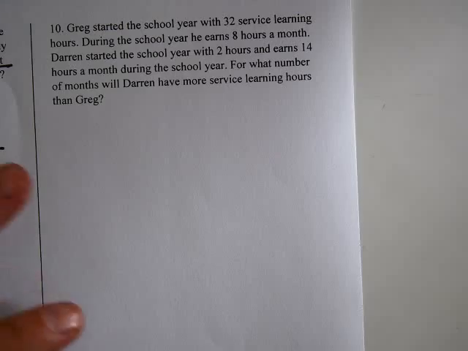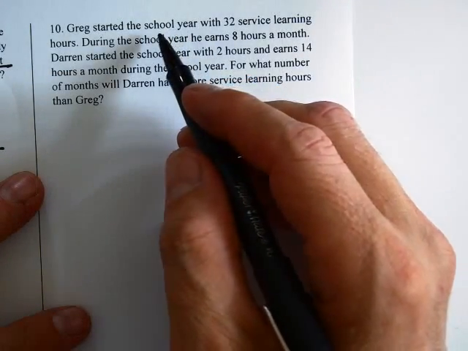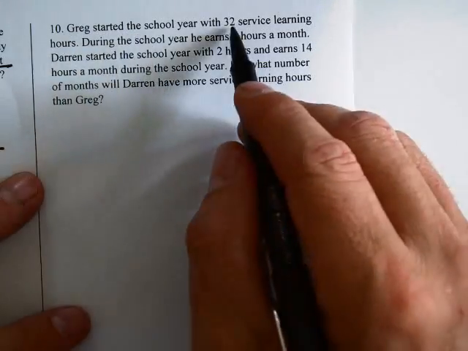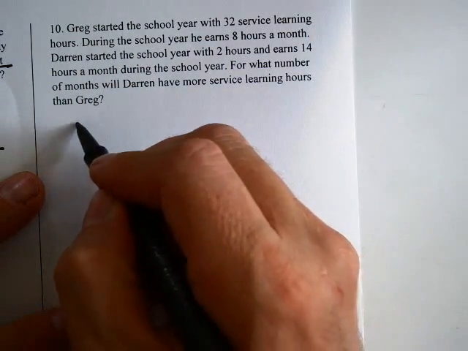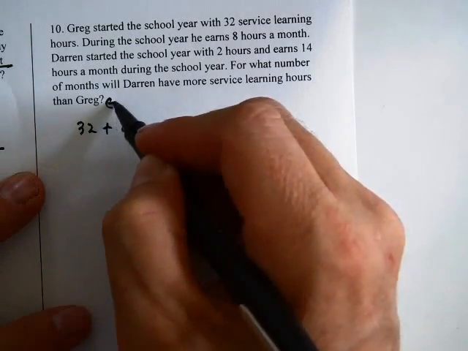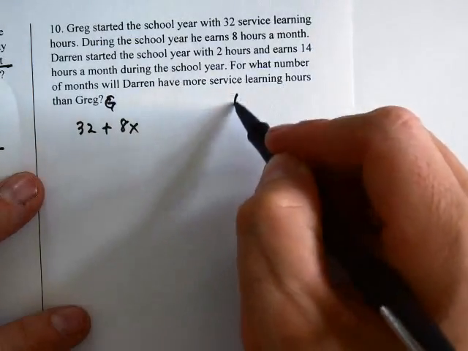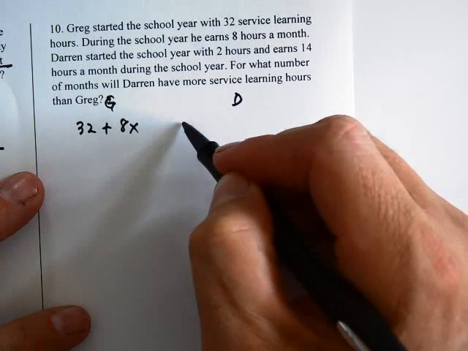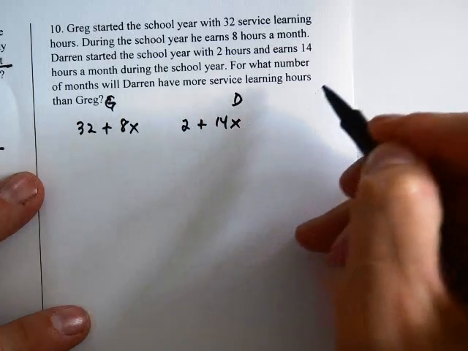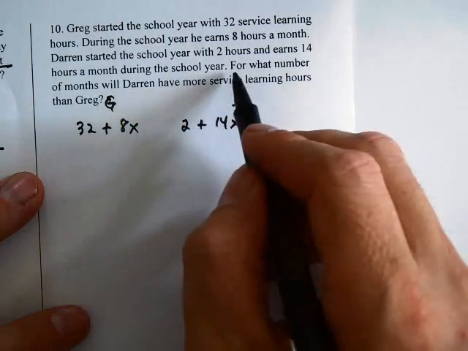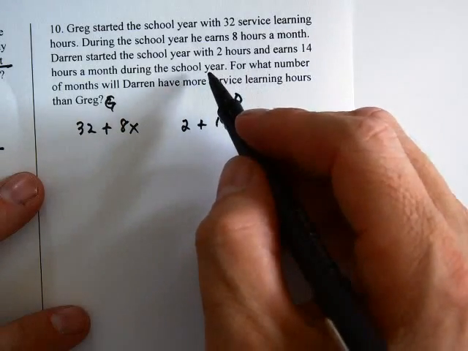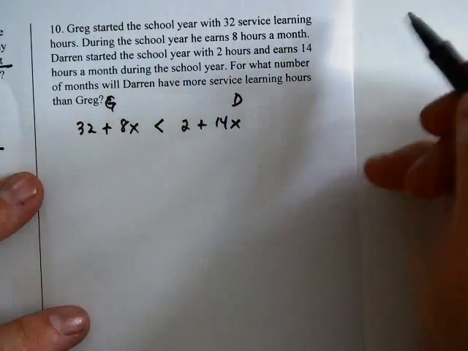So let's go ahead and write an expression, right, for Greg. And that would be started with 32 and then 8 per month. So that's G for Greg. Darren is 2 hours, started real low, and added 14 per month. And we want to know for what number of months will Darren have more service learning hours. So Darren, we want to be more.